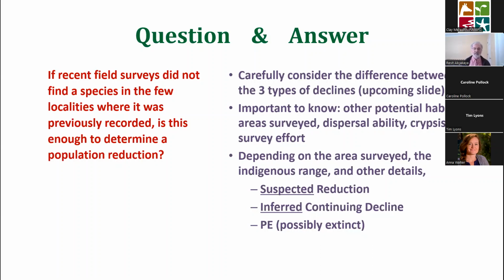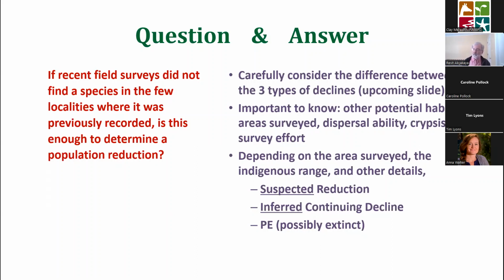People going, and people would have noticed the species there if it existed because they were looking for something else, and they would have reported it. That sort of incidental surveying. Dispersal ability of the species, how cryptic it is, how easy it is to see the species, and survey effort. All of these are important in trying to determine if there is population reduction.